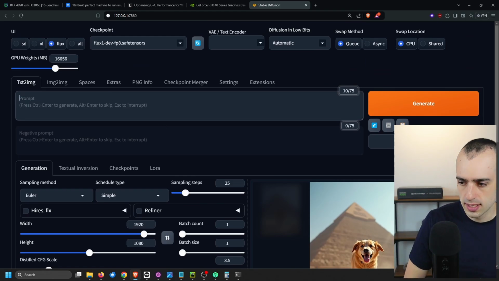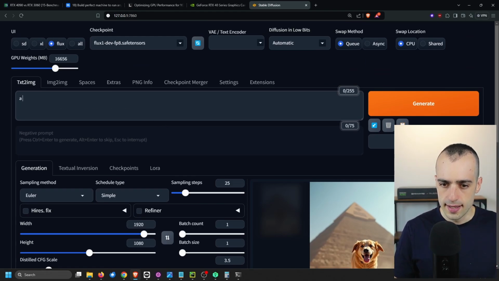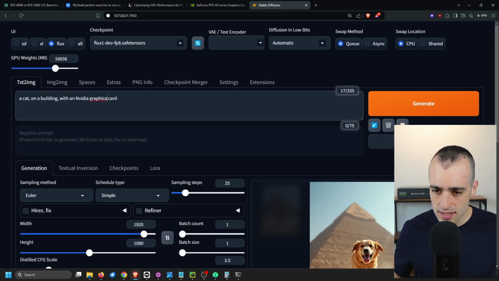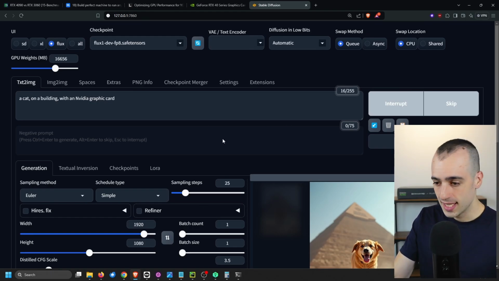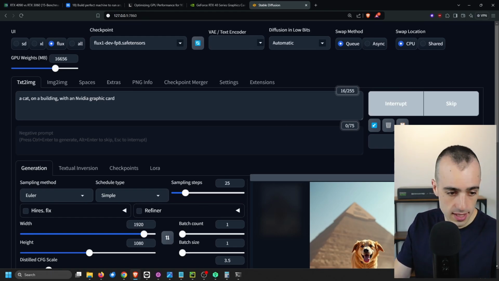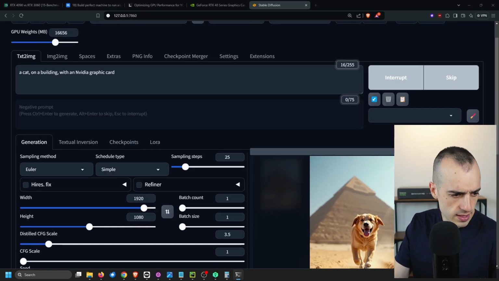Let's now generate something else. Instead of a dog, let's say a cat on a building with an NVIDIA graphic card. Does it make any sense, this graphic card? But let's see if we can get some real image for this generation. Now again, the model should be loading into the memory. Probably when I change the specs, it's running again, I'm not sure.